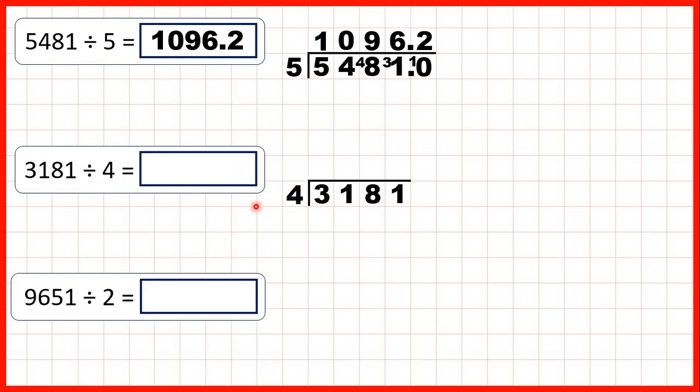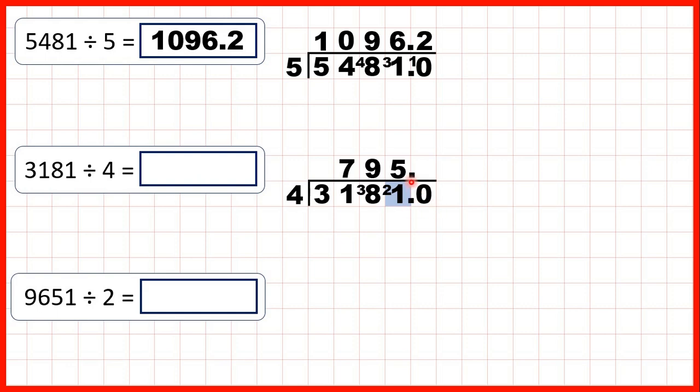Now we have 3,181 divided by 4. So because 3 is less than 4, we can take the first two digits together. 31 divided by 4 is 7, remainder 3. Because 7 times 4 is 28, then we need 3 more to get to 31. Now 38 divided by 4 is 9, remainder 2, because 9 times 4 is 36, then we need 2 more to get to 38.